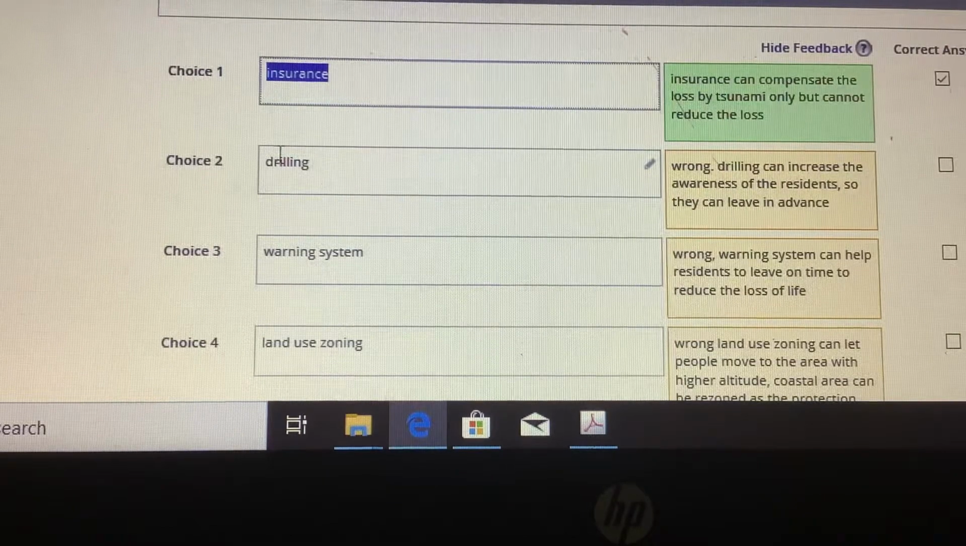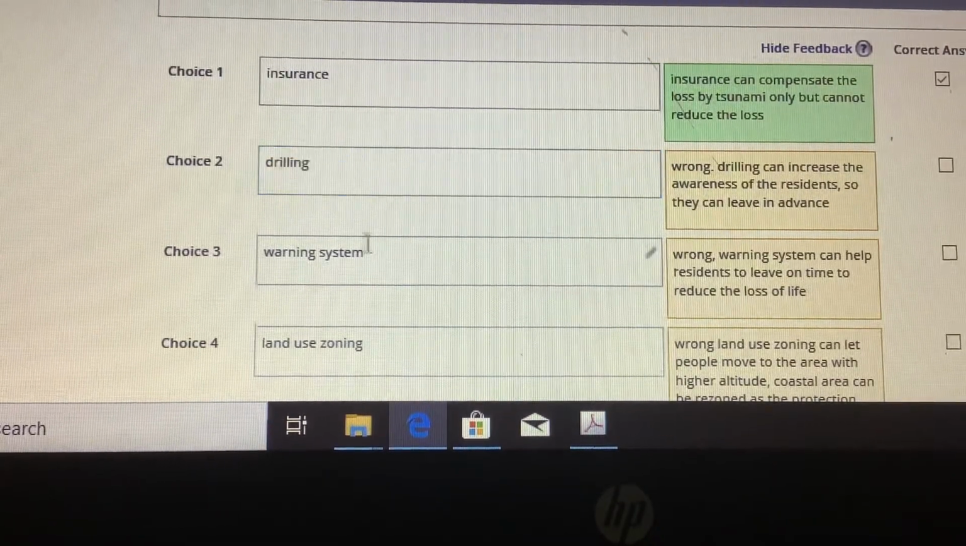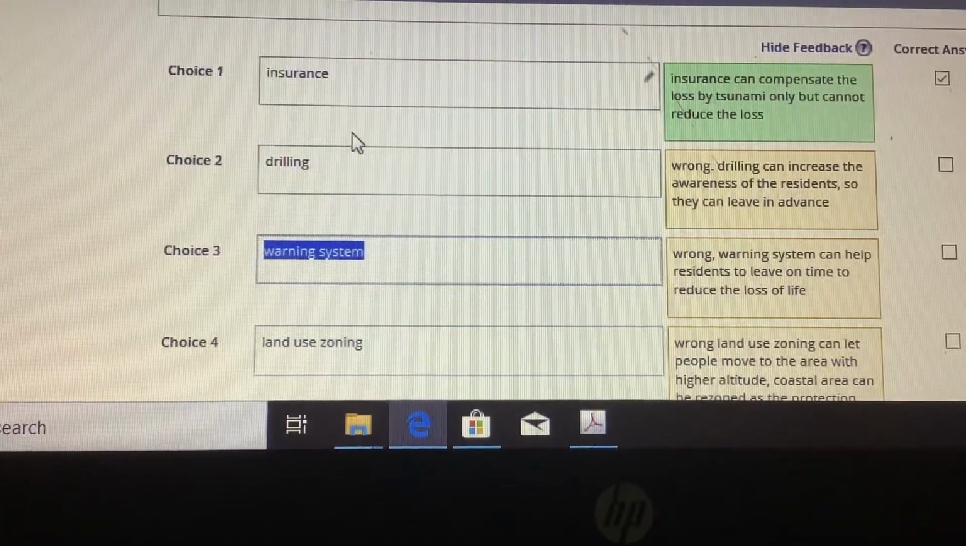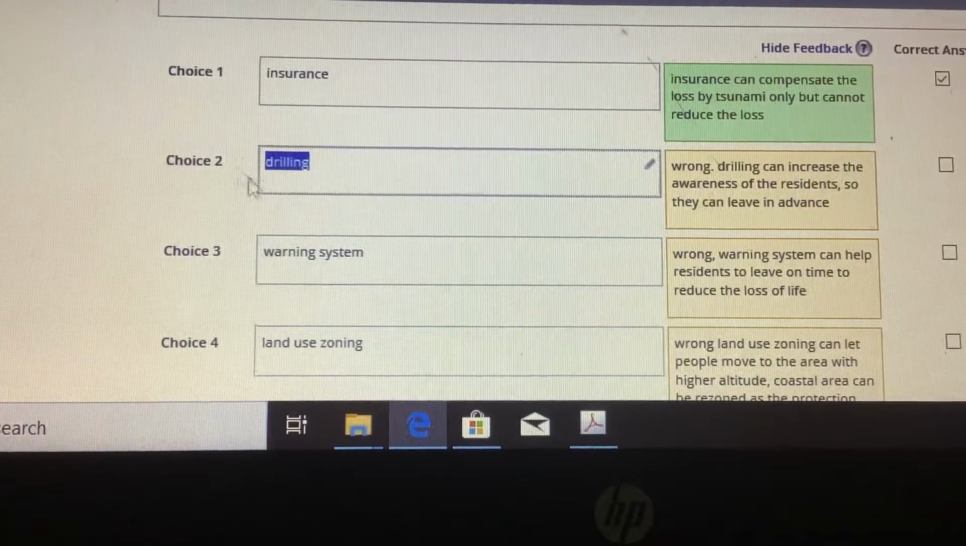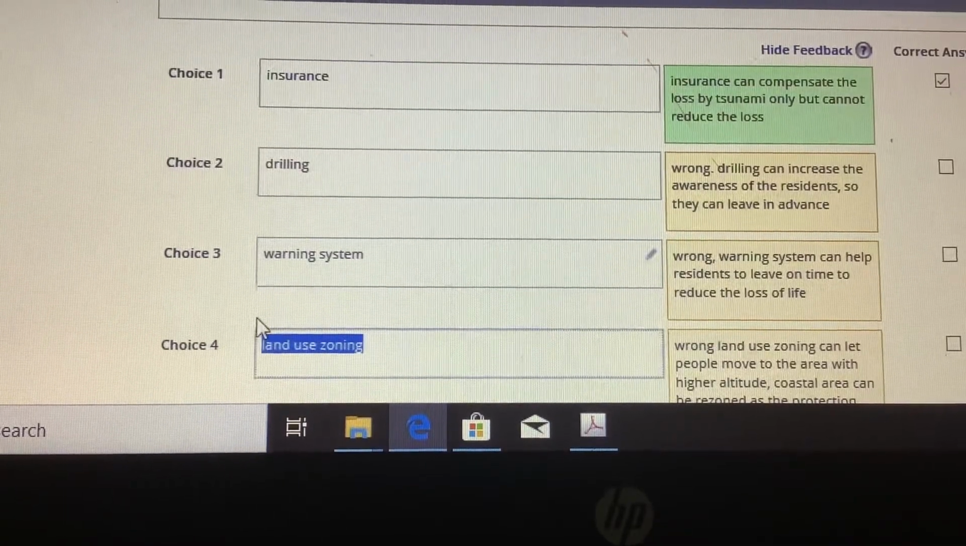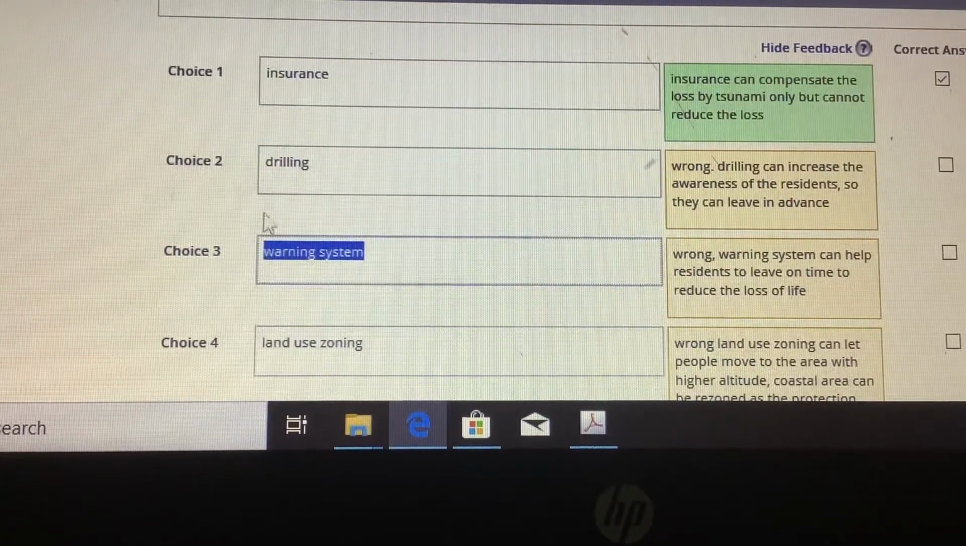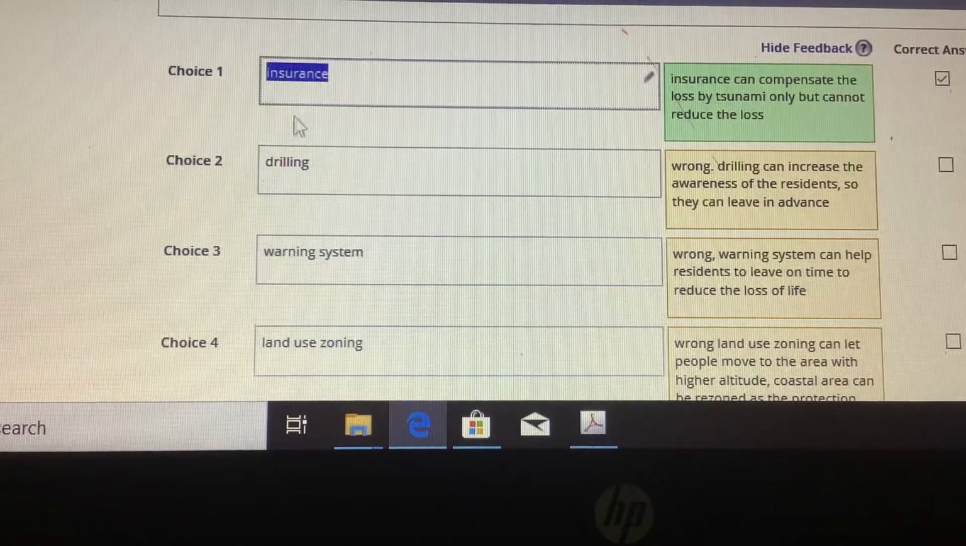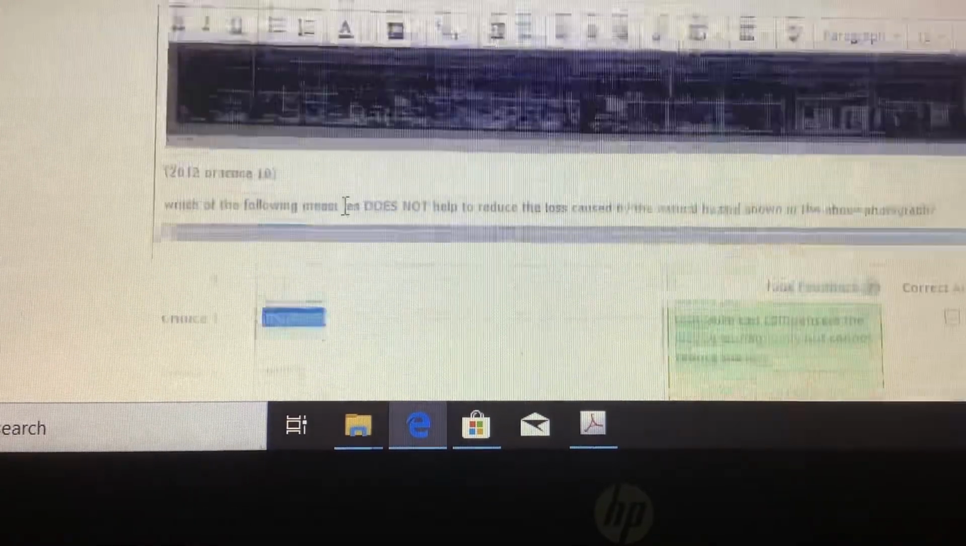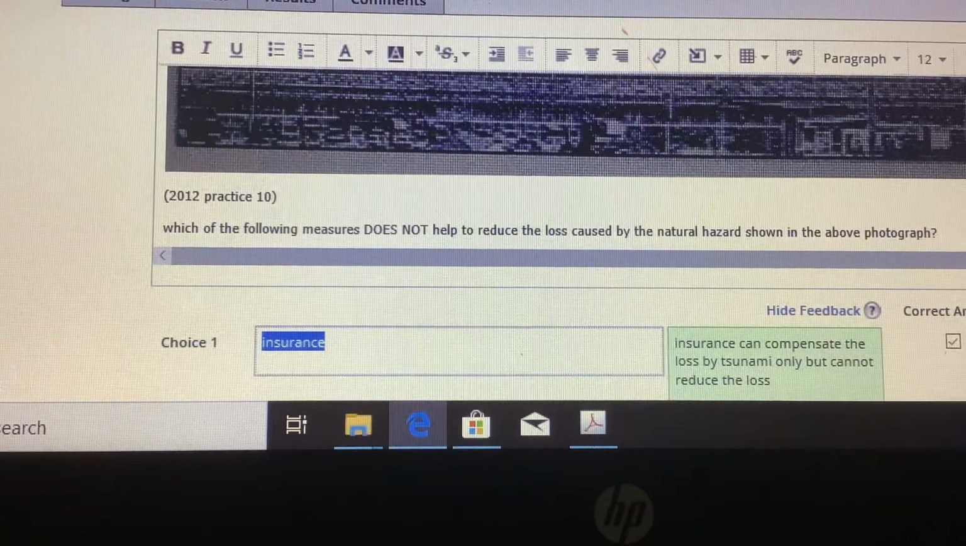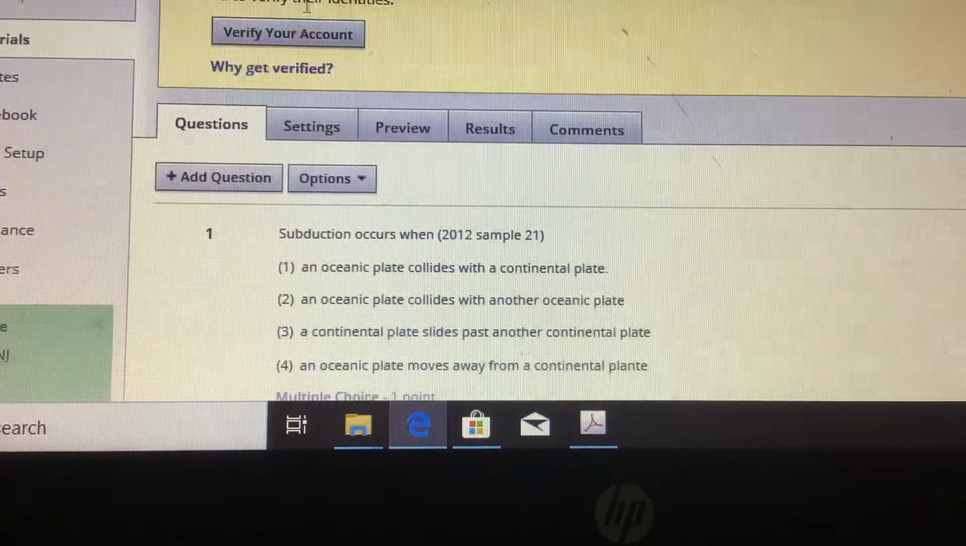Okay. How about the others? You can see, once again, you have to find the difference. You can find the other three choices are similar, but insurance is a bit not similar to the other three choices. So the answer is 1.